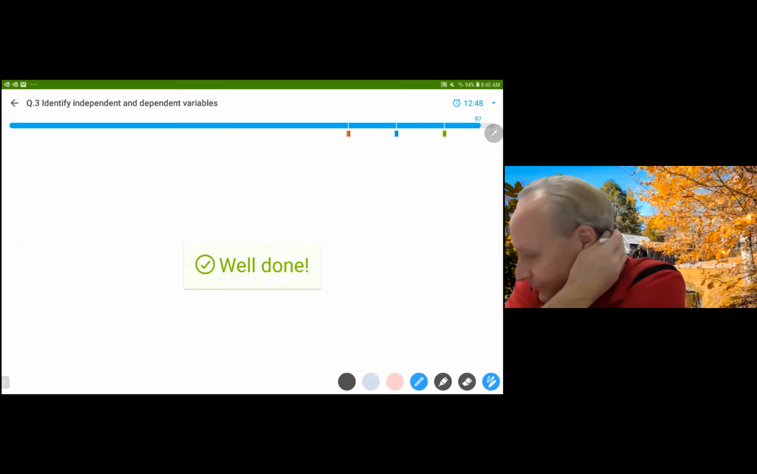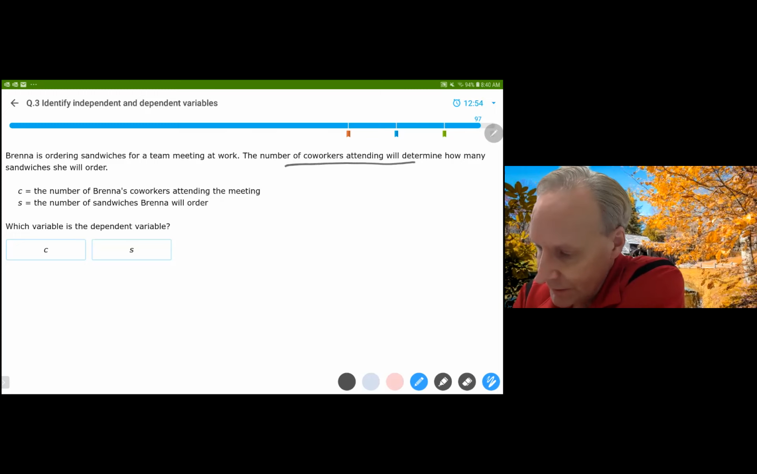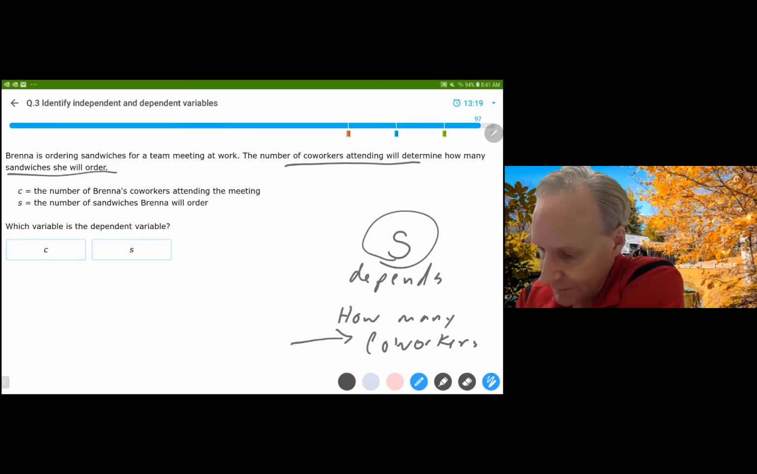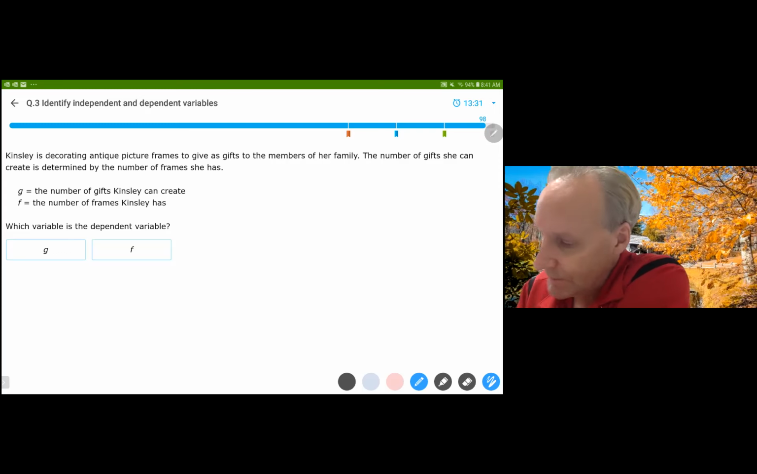The number of coworkers attending will determine how many sandwiches she orders. So the number of sandwiches depends on how many coworkers. So this is the independent, and the dependent is the S, isn't it? The number of sandwiches will depend on the number of coworkers. And we're almost there. Two more, it looks like. They're going to make me go all the way.